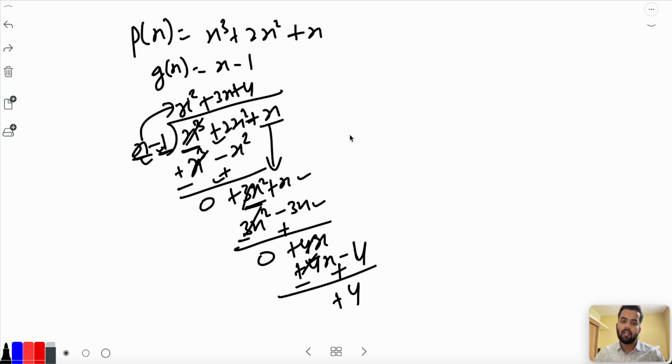We can't divide now, leave it. What is the quotient? X square plus 3x plus 4, and the remainder is what? 4 only. That's all. So I think you got it, right? Good.